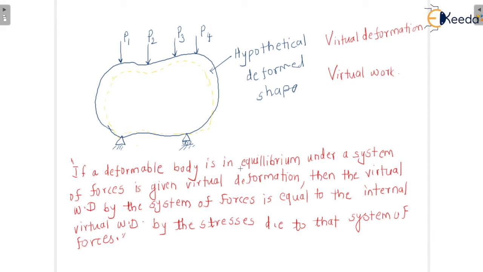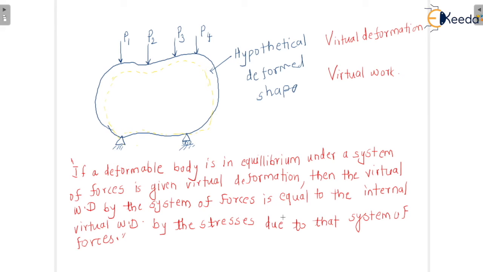So if a deformable body is in equilibrium under a system of forces and is given a virtual deformation, then the virtual work done by the system of forces is equal to the internal virtual work done by the stresses due to that system of forces. Okay, so this above principle is free from the cause of deformation, and hence it can be applied to all cases of deformation, that is due to loads, temperature, settlement of support, lack of fit, etc. Okay, and this equation is valid for all elastic material. So this is our third point.